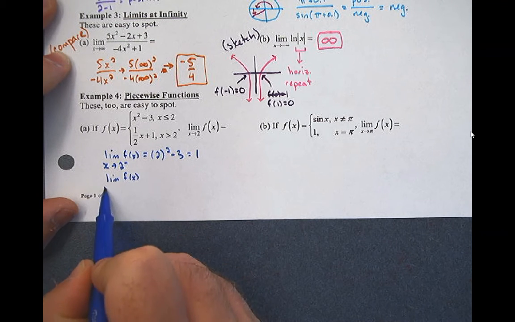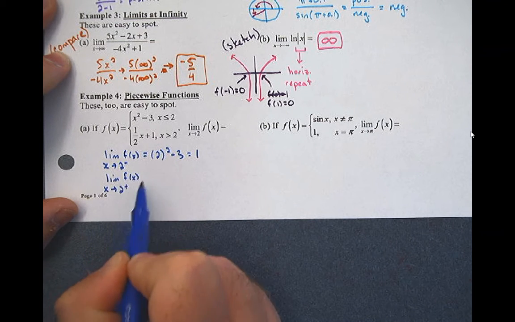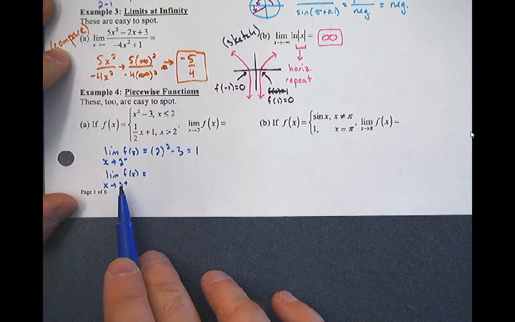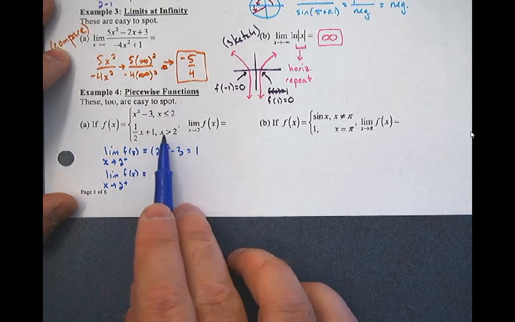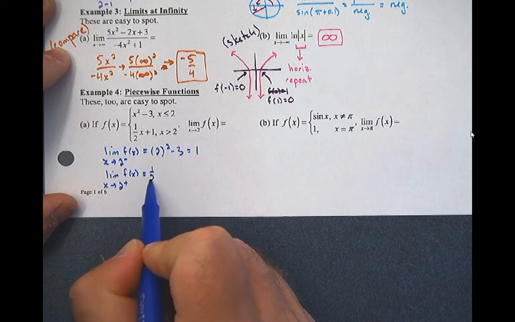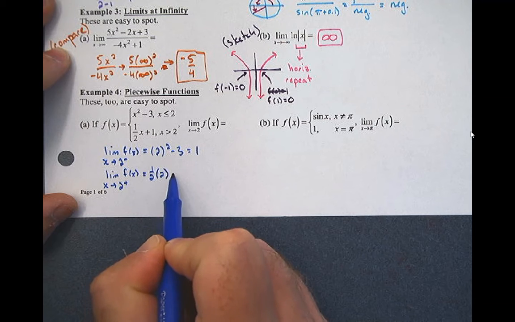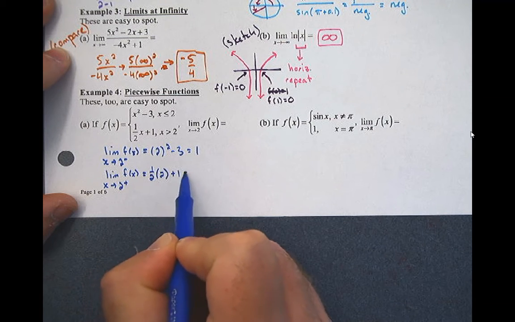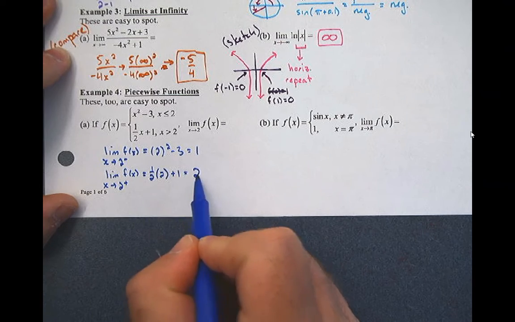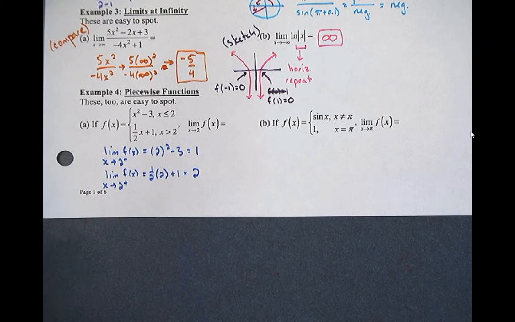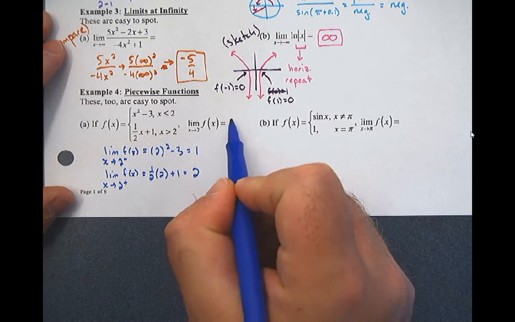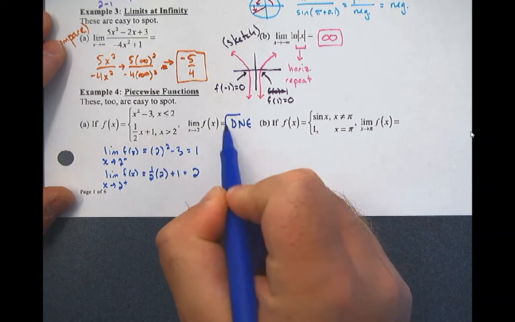I'm trying to prove the overall limit by looking at the one-sided limits. Now I'm going to pick a number that's a little bit bigger than 2, something on the right side of 2. So I'm going to use this as my interval. That means this is my function. So it would be 1/2 times 2 plus 1. 1/2 of 2 is 1. 1 plus 1 is 2. Game over. We would say the limit then would be DNE.